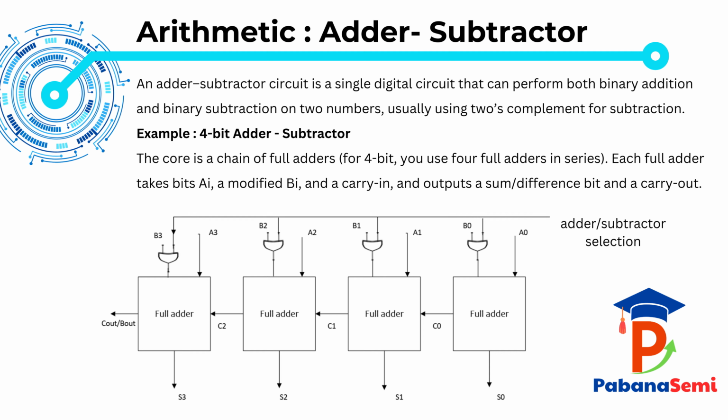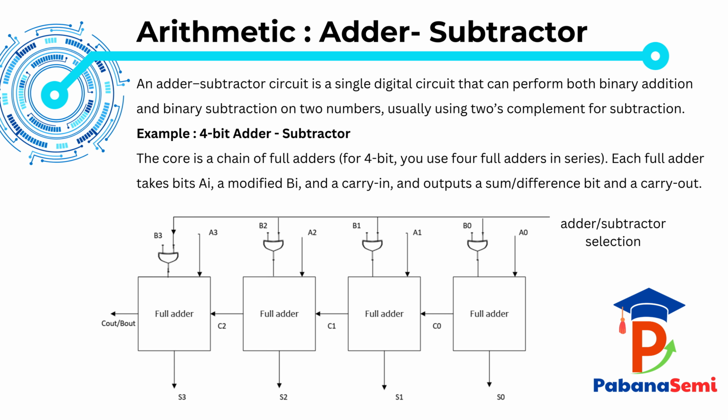The key control here is the adder-subtractor selection line. That control is fed into XOR gates on each B bit. When the control is 0, B passes through unchanged, and the circuit performs A plus B. When the control is 1, each B bit is inverted through the XOR, and we also apply a carry-in of 1 at the least significant stage. That adds the plus 1 required for 2's complement, so the adder effectively computes A plus B complement plus 1, which equals A minus B.